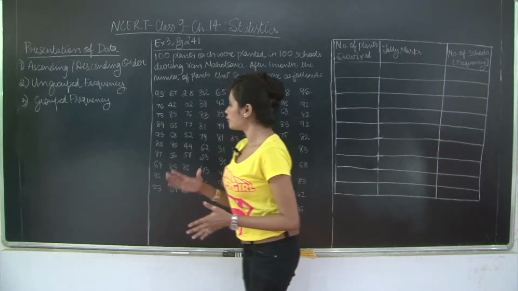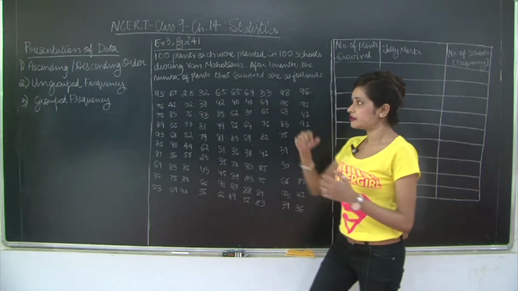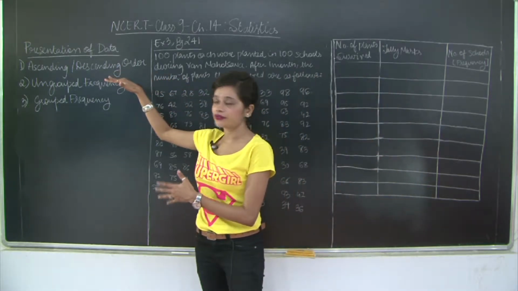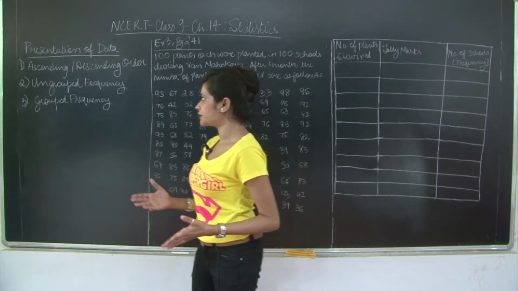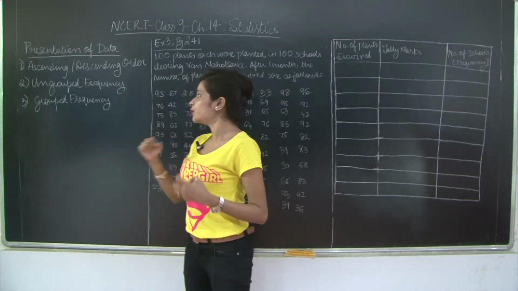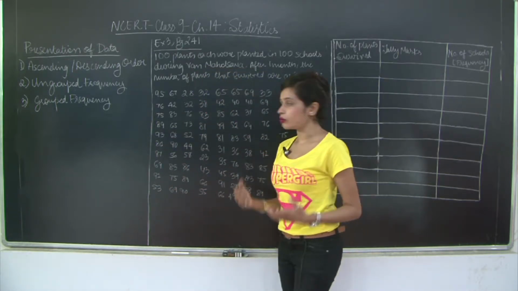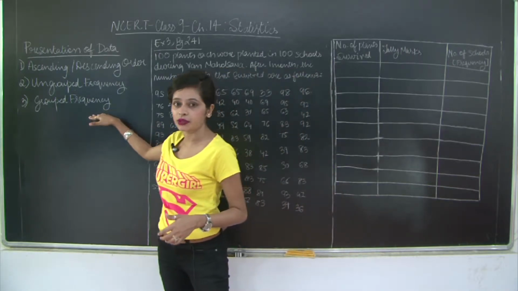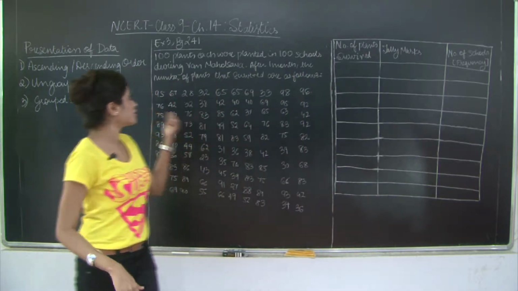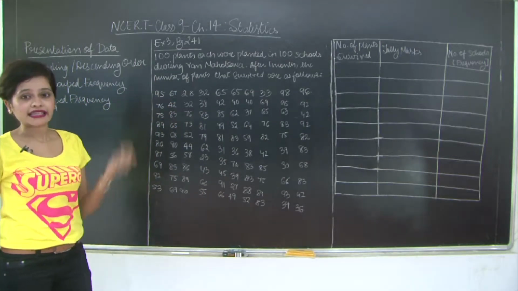But now for a number of observations like 100 records, using an ascending descending order for representation purpose is totally unfeasible, it's out of the question. Even for ungrouped frequency, you still cannot be sure whether you're doing it right or not because there would be so many duplicate entries. So we proceed to the third method, which is grouped frequency, and example 3 in your textbooks on page 241 explains it well.